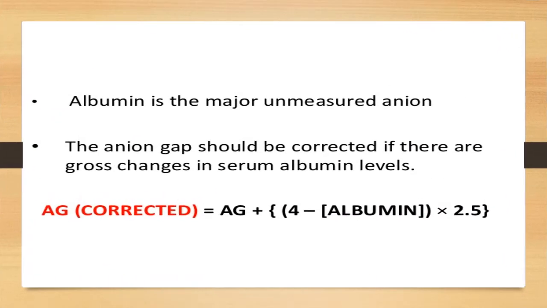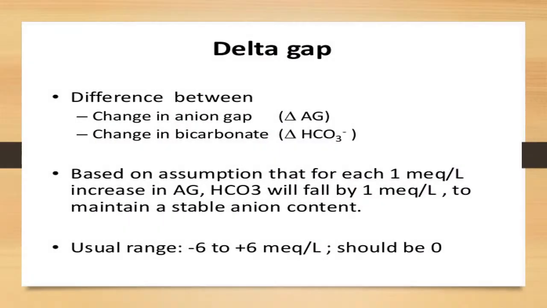Albumin is the major unmeasured anion. The anion gap should be corrected if there are gross changes in serum albumin levels. The arterial gas corrected anion gap is plus 4 minus albumin times 2.5. And the delta gap is the difference between the change in anion gap and the change in bicarbonate.